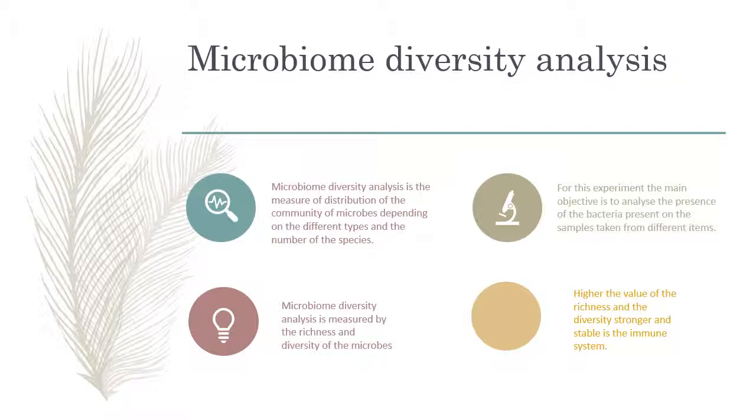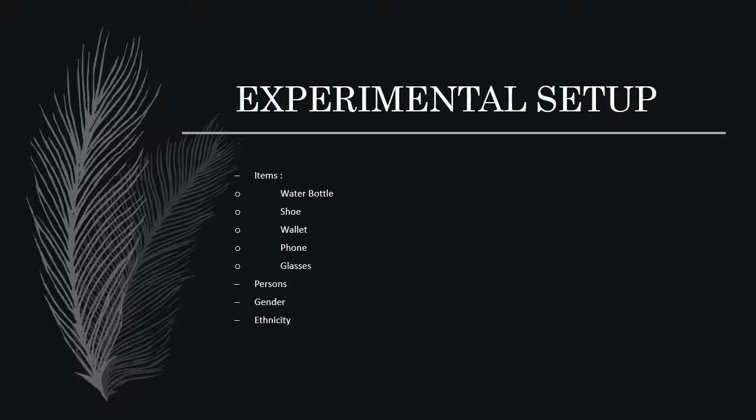In this case, we are going to examine different items and check whether bacteria are present or not. So this is our experimental setup that consists of a water bottle, shoe, wallet, phone and glasses. These items were collected by different persons. In this experiment, there were 5 persons, including both males and females, with different ethnicity, and they were examined.